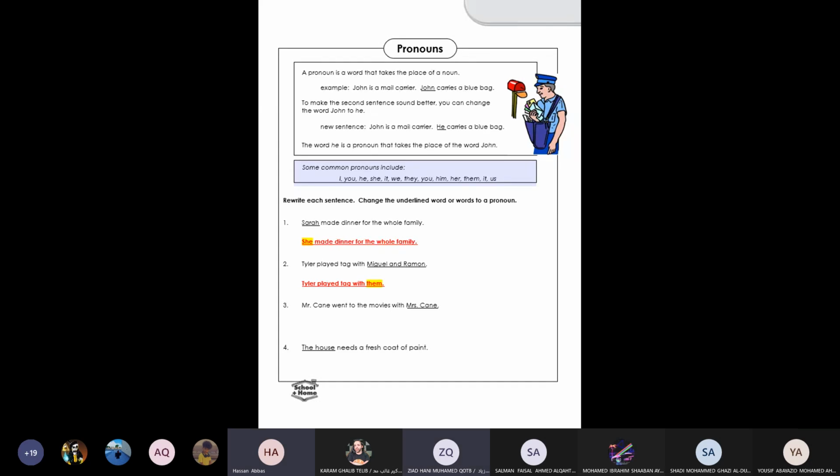Yasin, number 3. Mr. Kane went to the movies with Mrs. Kane. Mrs. Kane will be her because it is an object pronoun and her is an object pronoun. Okay, very good. Instead of Mrs. Kane, we are going to use the object pronoun, because here we have "went to the movies with," and we have a preposition here. What comes at the end of the sentence, just think about it as an object noun. And instead of that object noun, we are going to use the object pronoun.